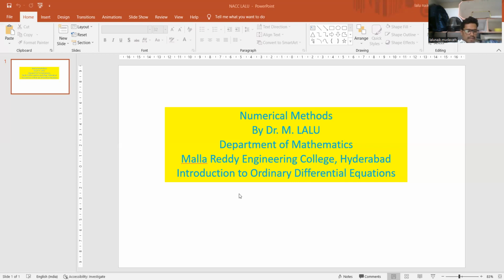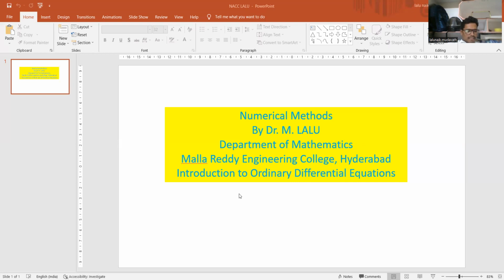comma b by k. On combining with the existence theorem, the initial value problem has a unique solution y is equal to y of x defined in the interval modulus of x minus x naught less than or equal to alpha. Next, Lipschitz condition.